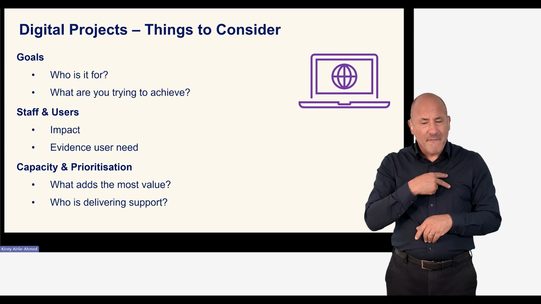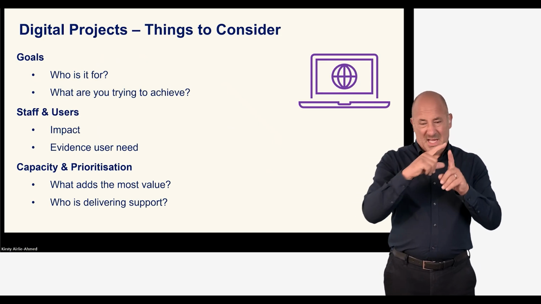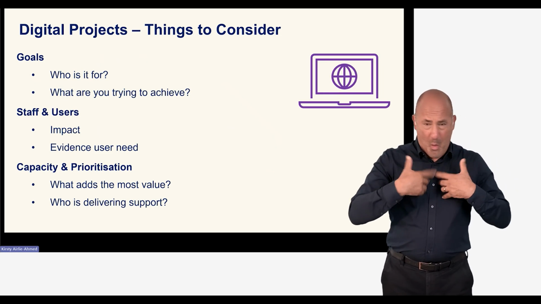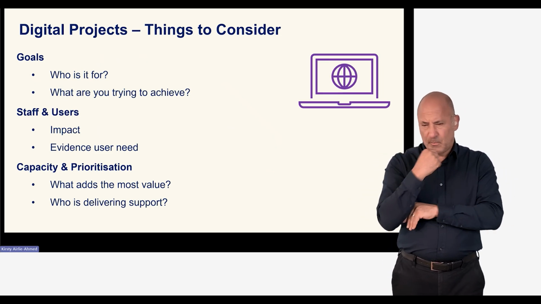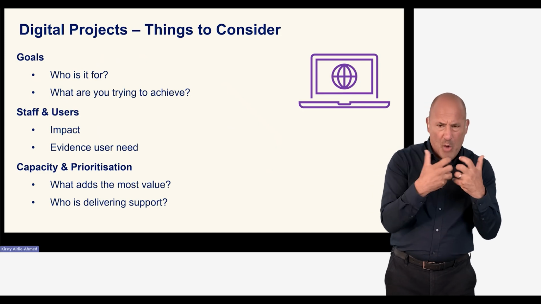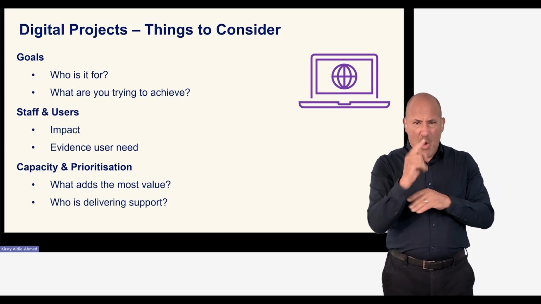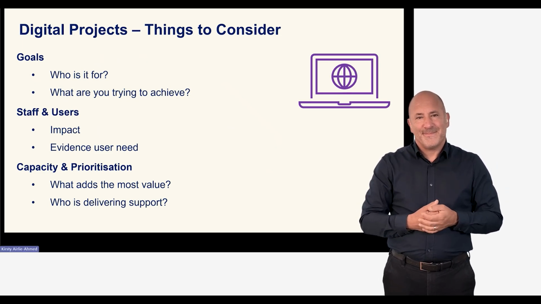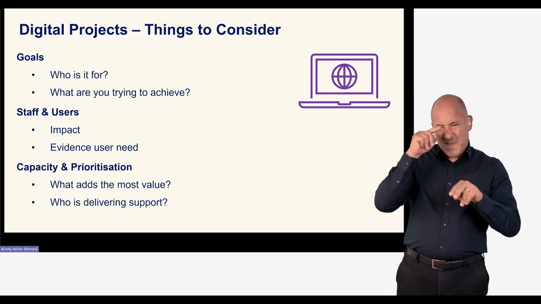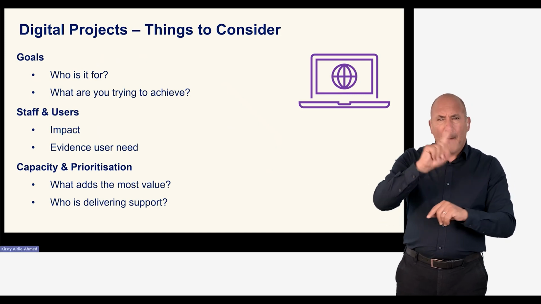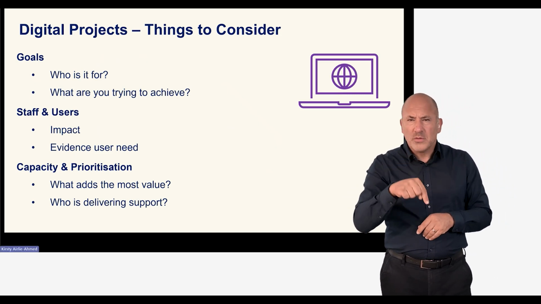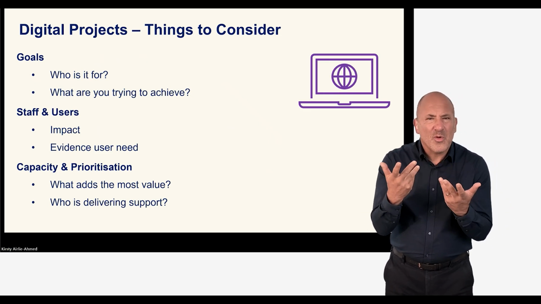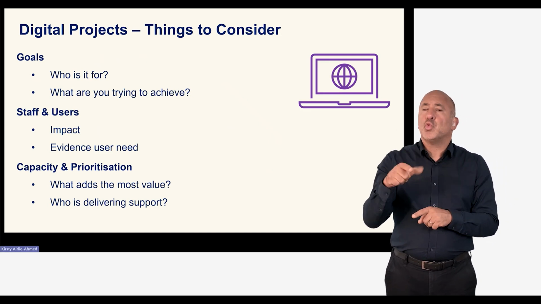Think about the impact on staff and users. Any digital project is likely to impact staff and users in lots of different ways. It's really important to think through who is going to be impacted and how. Is there likely to be resistance? Who from and why? Take time to assess and evidence the user need. What is it that people really want from this technology? What is going to help them do better? And how do they want to use it? Make sure there is time for staff and user training.